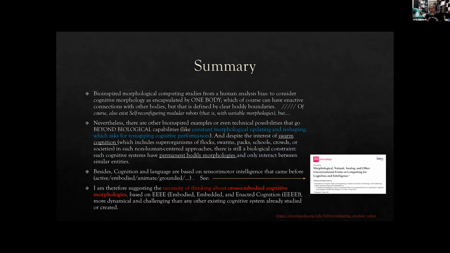So it's important to know that the most powerful cognitive research at this time comes from the idea that sensorimotor intelligence emerges and allows the existence of more complex systems. If you want to see a review of these different unconventional morphological forms, I recommend the recent paper by Cordana, Morphological, Natural, Analog, and Other Unconventional Forms of Computing and Cognition for Cognition and Intelligence. It's very interesting to have a map of the real scenario in which these things are happening, and the combination of different cognitive approaches in this field.